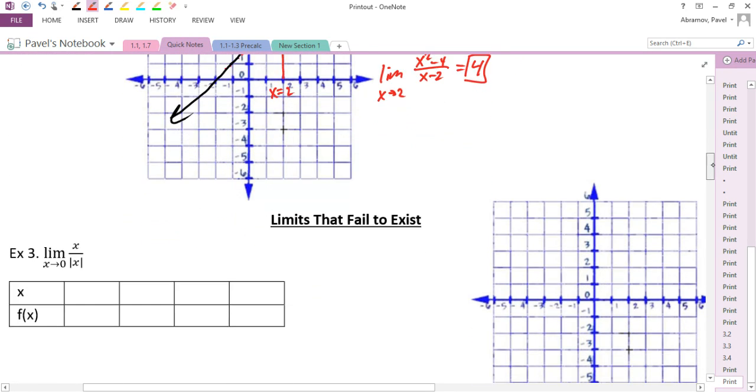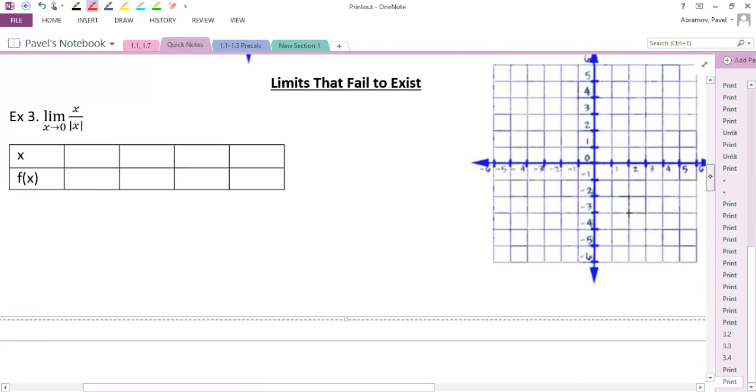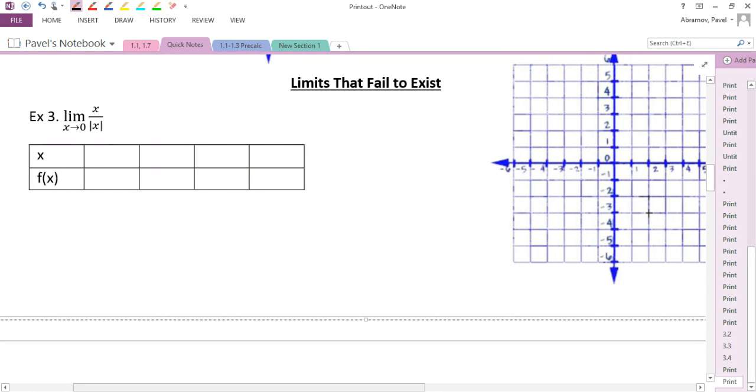Now, there are limits that actually do not exist. So there are certain functions that will produce situations when there is no limit, it does not exist. One of those situations would be example 3, the limit as x approaches 0 of x over the absolute value of x. So we're going to do it by using a table, and then I'll show you a graph that would be a nice visual representation.